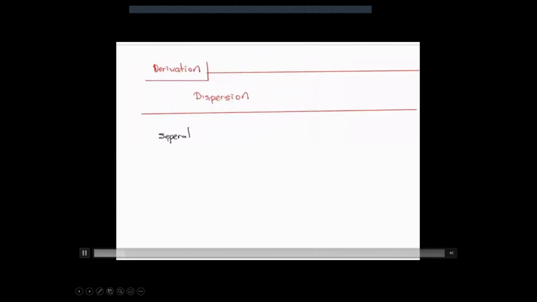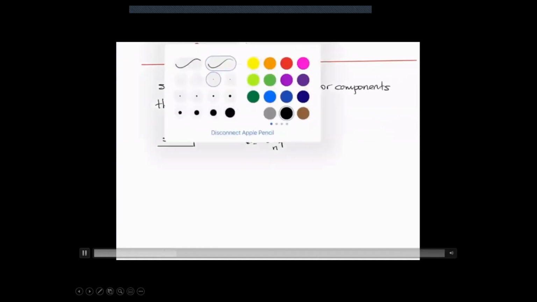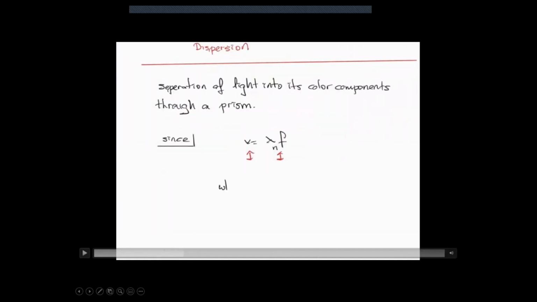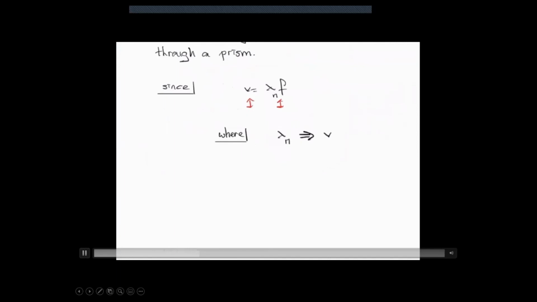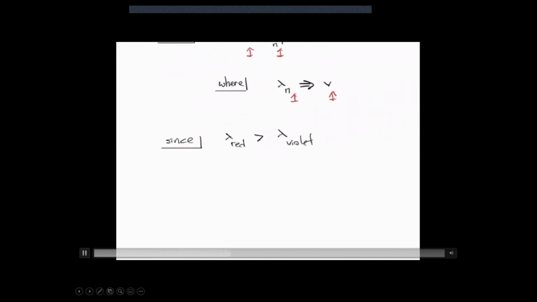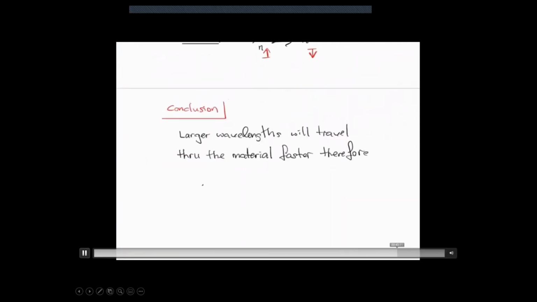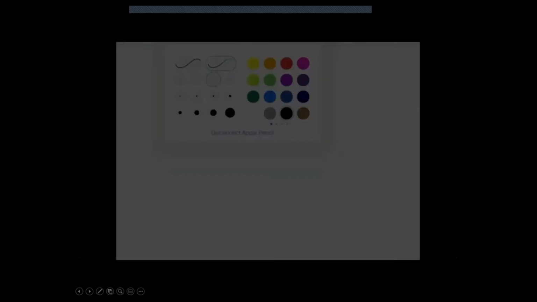All right, so the dispersion, I see derivation now. It's more of a mathematical statement. Dispersion is the separation of light into its color components through a prism. What do we know? The frequency at the boundary is going to be the same. Larger wavelengths will travel faster. Red is a larger wavelength than blue or violet, so it goes through the material faster, and it's going to bend less as a result. So the larger wavelengths will travel faster.